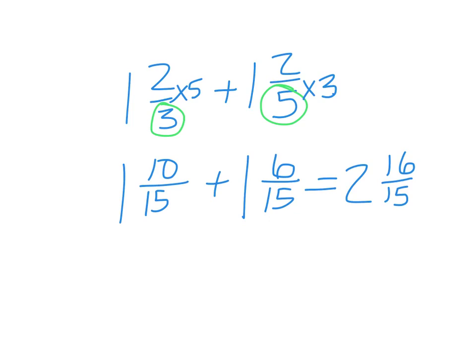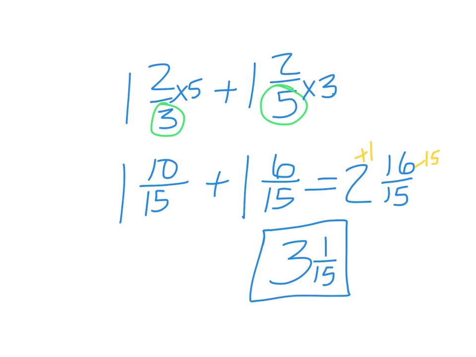All right, now you notice, what do we notice about this? It's too big. This is larger than my denominator. So when that happens, I subtract the denominator from it to get my remainder, and then I add 1 whole to the 2. So that becomes 3. What is 16 minus 15? 1. So that's my remainder over 15. So then this is my final answer. Good. Okay, any questions on this?